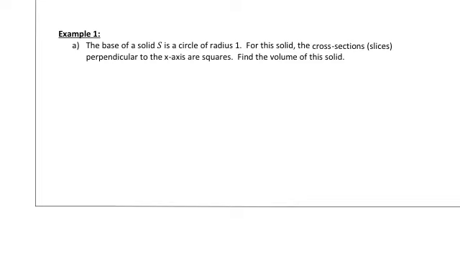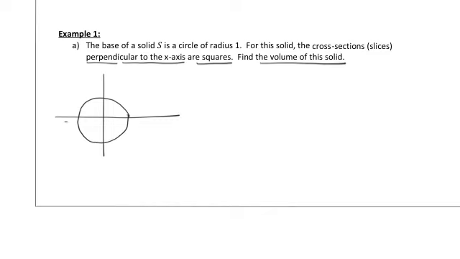So this first example says the base of a solid S is a circle of radius 1. For this solid, the cross-sections perpendicular to the x-axis are squares. Find the volume of the solid. So we've got a situation where the base of the solid is a circle. This circle is sitting in the xy plane and it has radius 1. As you know, the equation for a circle is x squared plus y squared equals r squared. In this case, r is 1. So y, the top of the circle, y squared is 1 minus x squared.